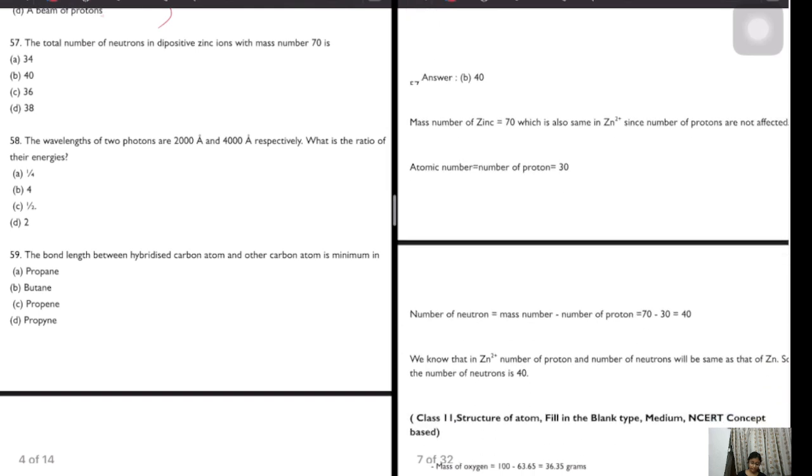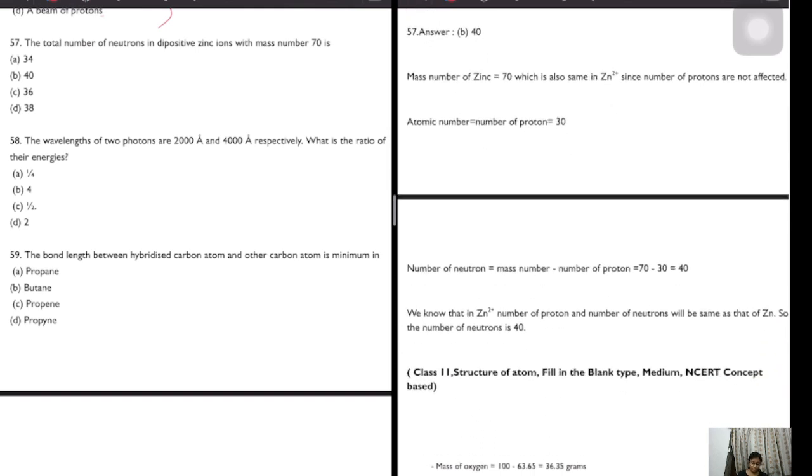Moving to the next question. The total number of neutrons in di-positive zinc ions with mass number 70 is. Okay, let's see how we will do it. It is given that the mass number of zinc is 70. In case of zinc 2 plus, it won't change. Mass number is not affected by ions. What is the atomic number? Z is represented for atomic number, which is 30, zinc, 3d10.